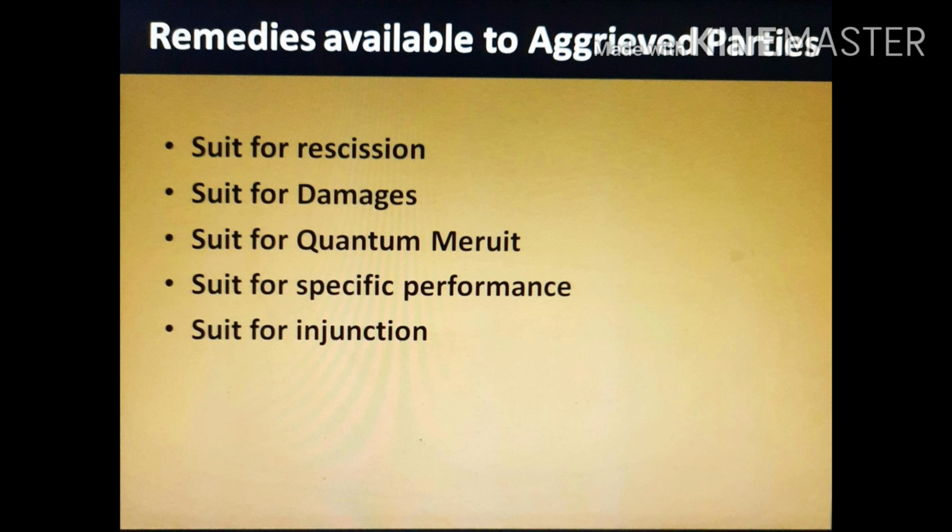Suit for rescission, that is, filing a suit in the court to cancel the contract. What is this? When the other party is not willing to perform the contract, you need not perform your obligations. The contract is said to be discharged. Section 51, isn't it? Then why does the question or situation of filing a suit to cancel the contract arise?